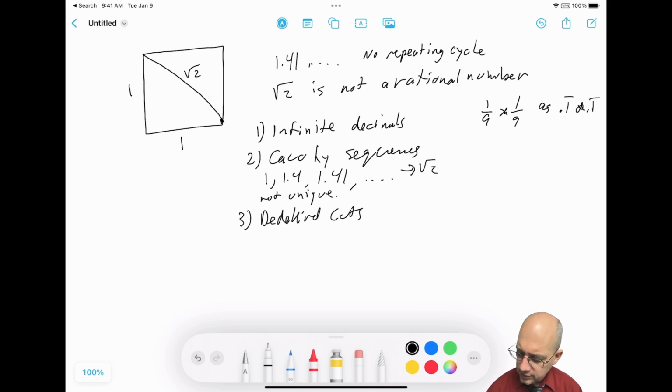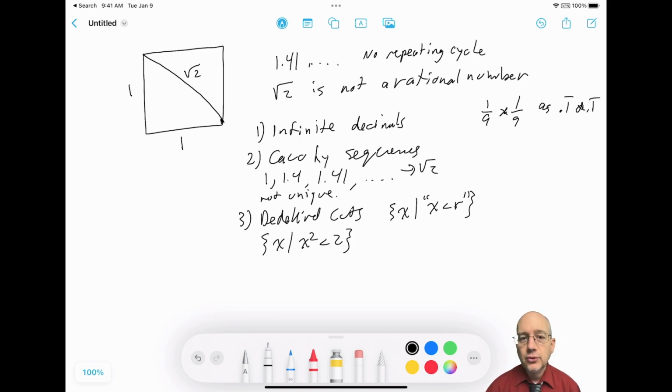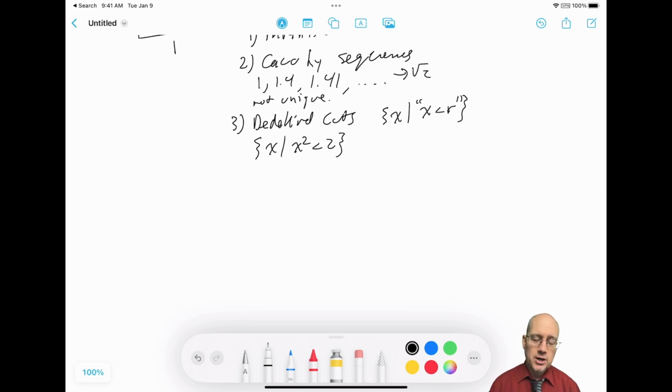We also have Dedekind cuts. This is basically saying it's the set of all rational numbers x where x is less than r, and I'll just put that in quotes. So the idea is you take all the numbers that are less than this real number, and that's the real number. Now, this is not a terrible idea, and the great example is the square root of 2, because you can write it in terms of a number you already have: x squared is less than 2. So that's great.